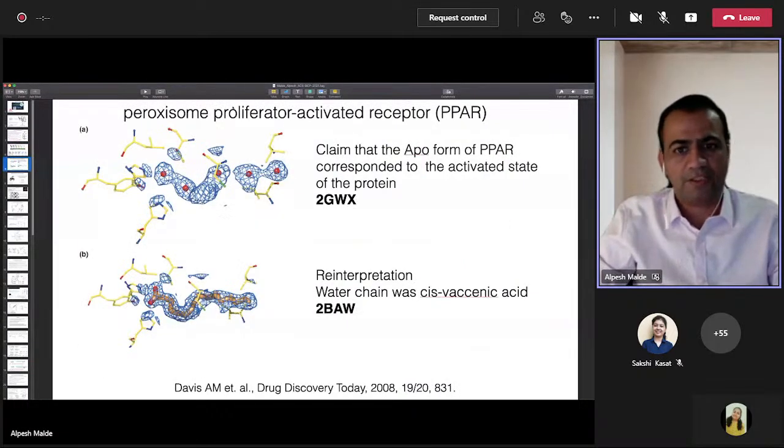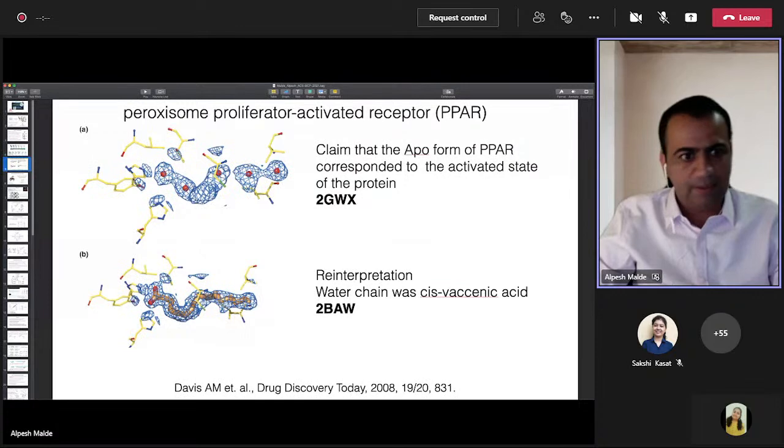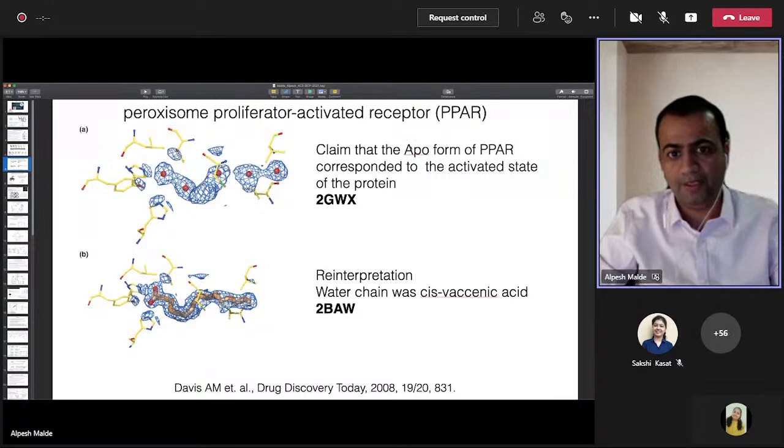Now here is a classic structure of a receptor called PPAR, a common target in diabetes and obesity a while ago. So one of the crystal structures was solved, and it was revealed that the structure is crystallized in an activated state in the absence of any ligand. And they found there's a chain of water molecules in the binding pocket, which was nice, that they could get an activated state for an apoprotein with no ligand or no inhibitor.